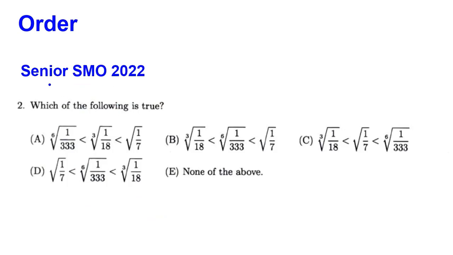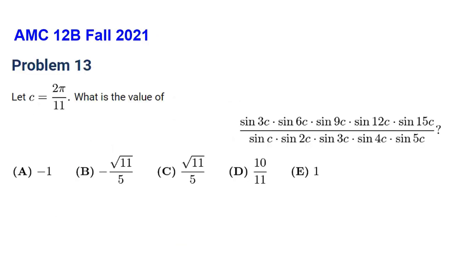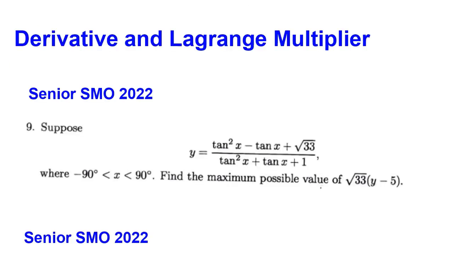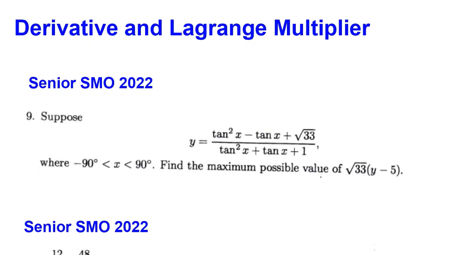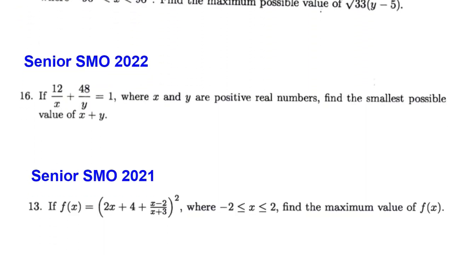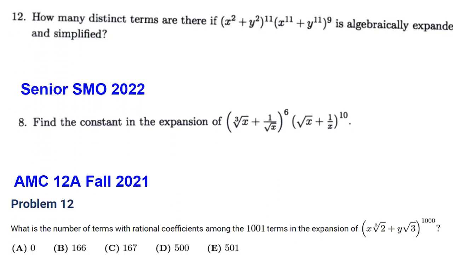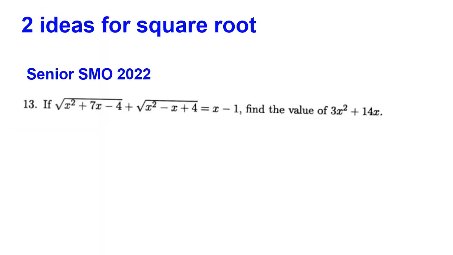First, for example, these problems that we have, I can say most of the years of senior SMO, orders of some numbers. The next idea is related to trigonometry. You should memorize important formulas related to trigonometry, this problem from AMC. And then derivative and Lagrange multiplier for the problems where you should find the maximum or minimum of something. These two problems from senior SMO, three problems from senior SMO. And binomial theorem, two problems from the last senior SMO, and one problem from AMC 2021.